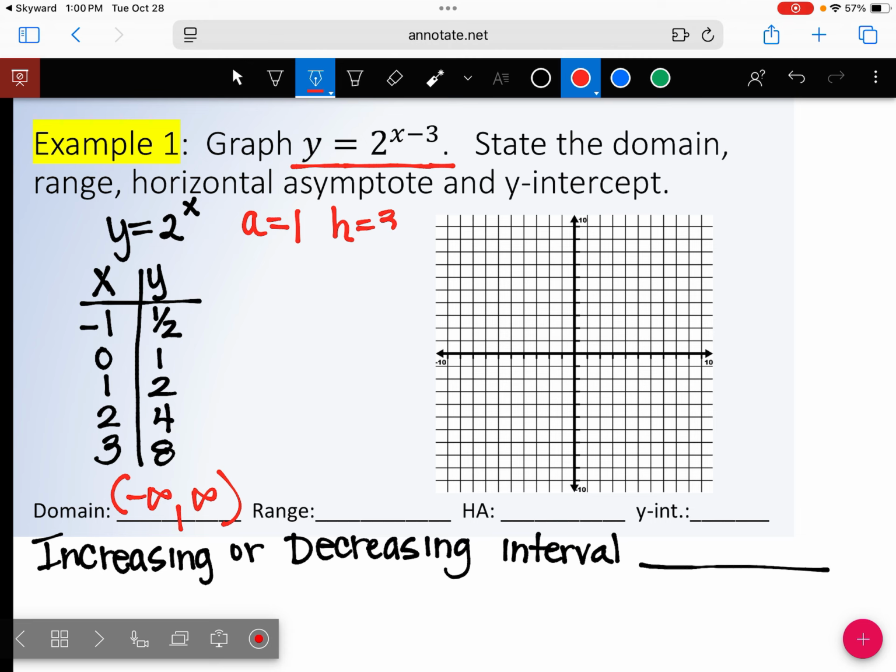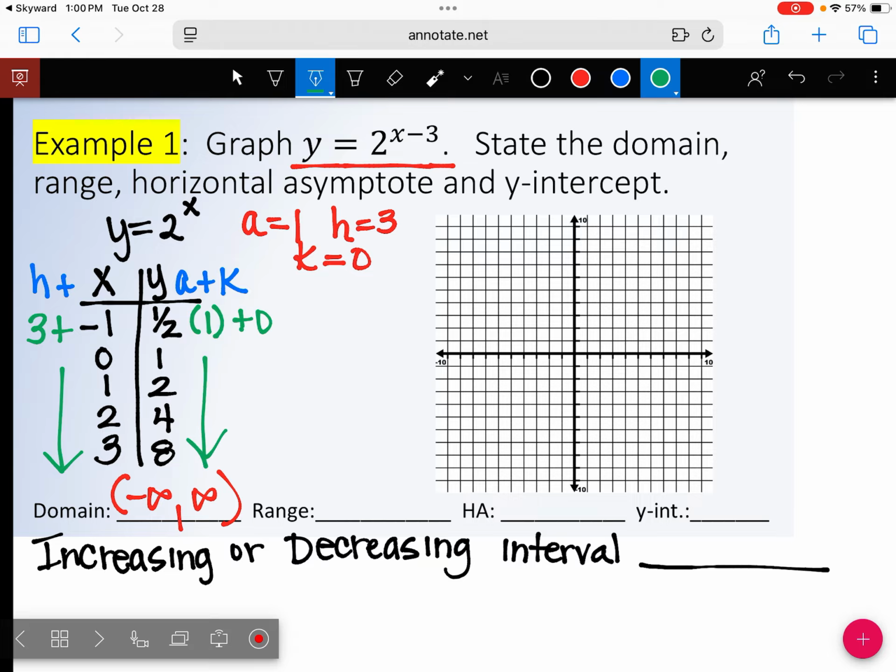+3. And then we don't see a number being added, so that means that k is 0. So when you apply your transformations, we're going to take the h and add it to x, the y and multiply it by a and add k. So for this example, I'm adding 3. And then for my y values, I'm multiplying by 1 and adding 0, which will not change your y values.